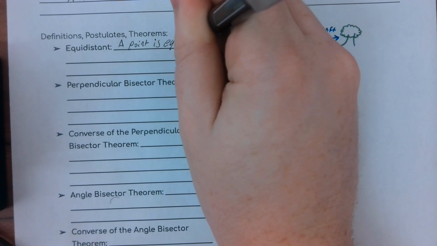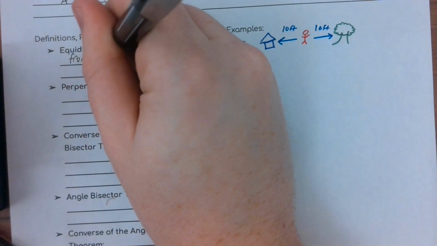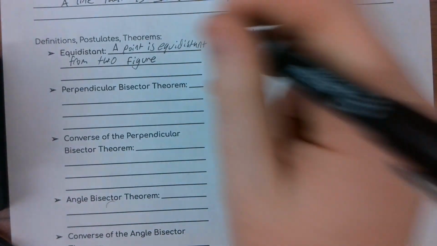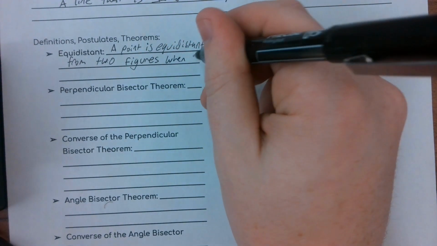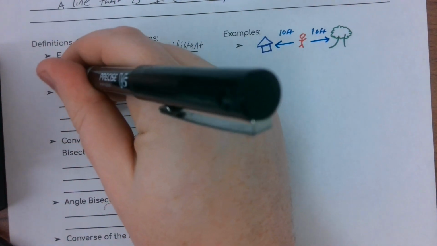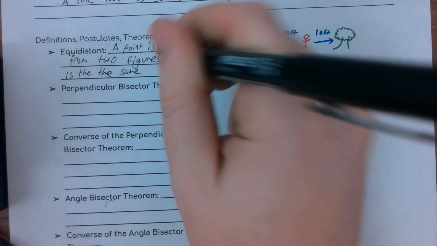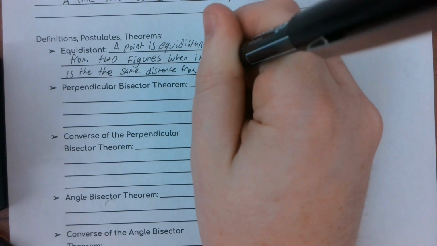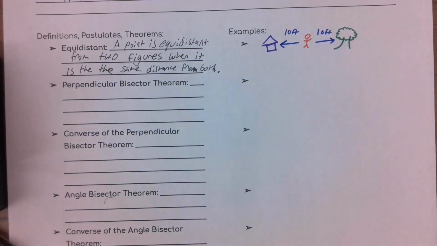So a point is equidistant from two figures. It means it could be anything from points to lines to line segments. A point is equidistant from two figures when it is the same distance from both. There we go. That's what equidistant means.